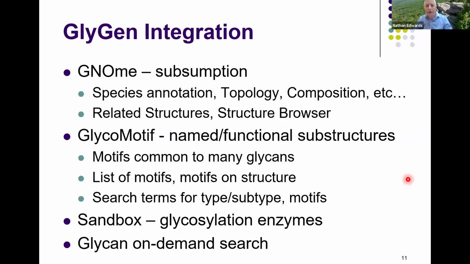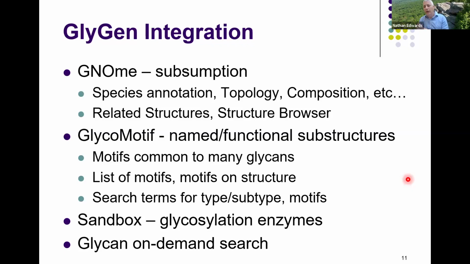Glycomotif gives us a way to name functional parts of structures. It identifies those pieces that are common to many glycans, and it allows us to search for those motifs by name and by looking for the relationship between structures and their motifs. The Glycomotif infrastructure is also responsible for the type and subtype classifications that you can use on the Glycan search infrastructure. That was demoed a couple of weeks ago.